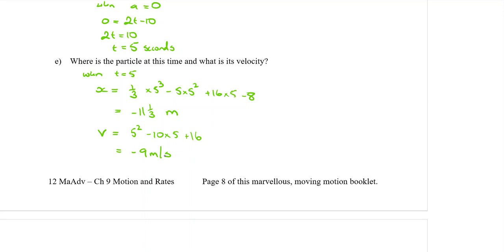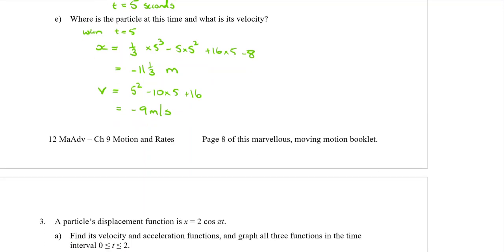So I might write a little description for this one. It says, where is the particle at the time and what is its velocity? The particle is 11 1/3 metres to the left, because it was negative, with a velocity of -9 metres per second, which also means direction, negative direction.